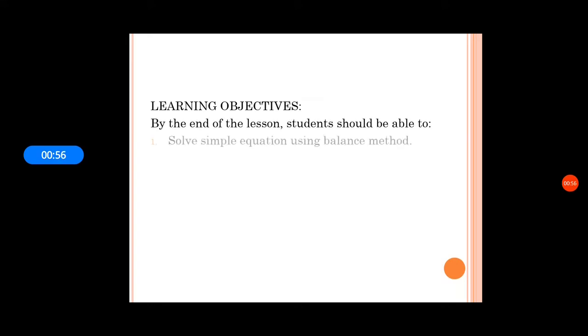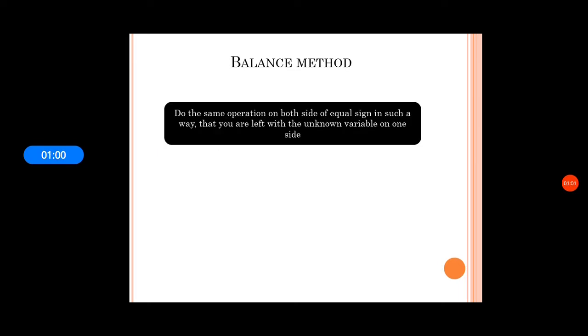Learning objectives. By the end of the lesson, students should be able to solve simple equation using the balanced method. That's just what we have. Then the balanced method. The balanced method consists of only one rule. Do the same operation on both sides of the equal sign in such a way that you are left with the unknown variable on one side.